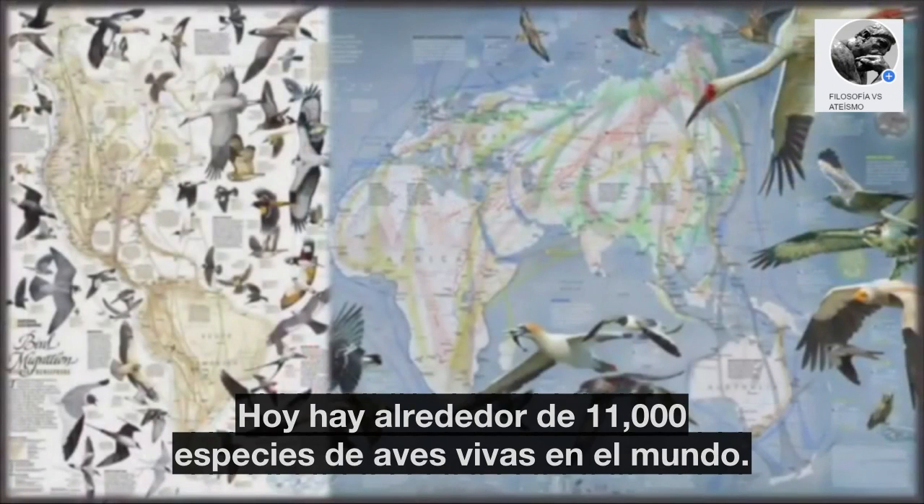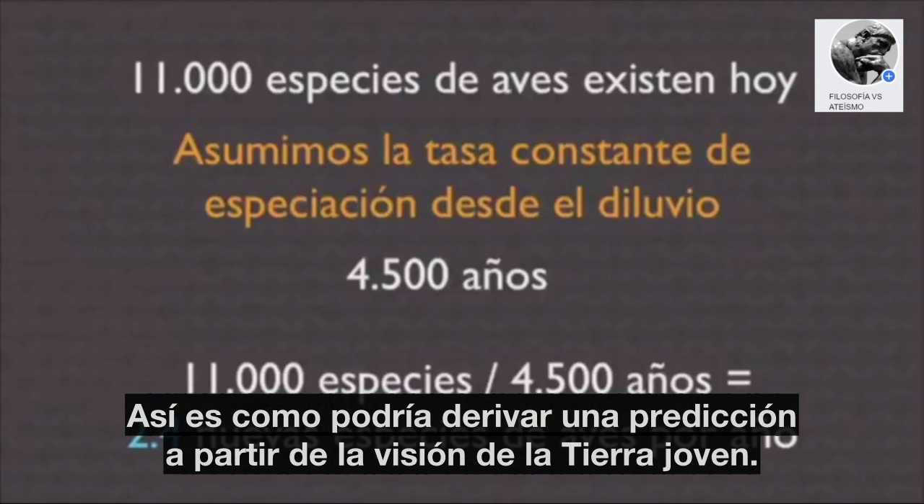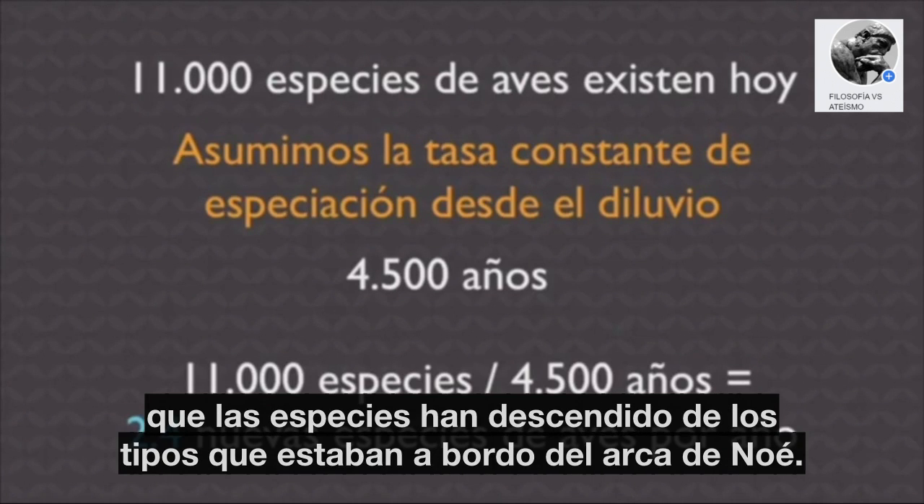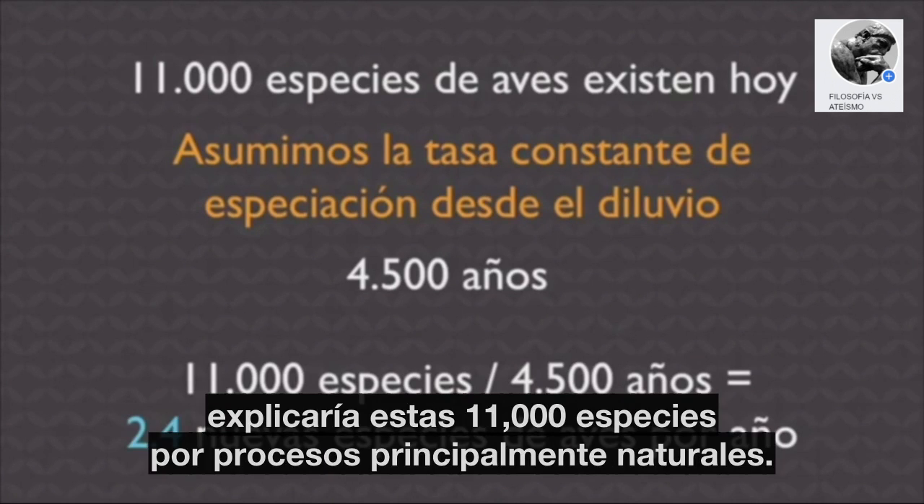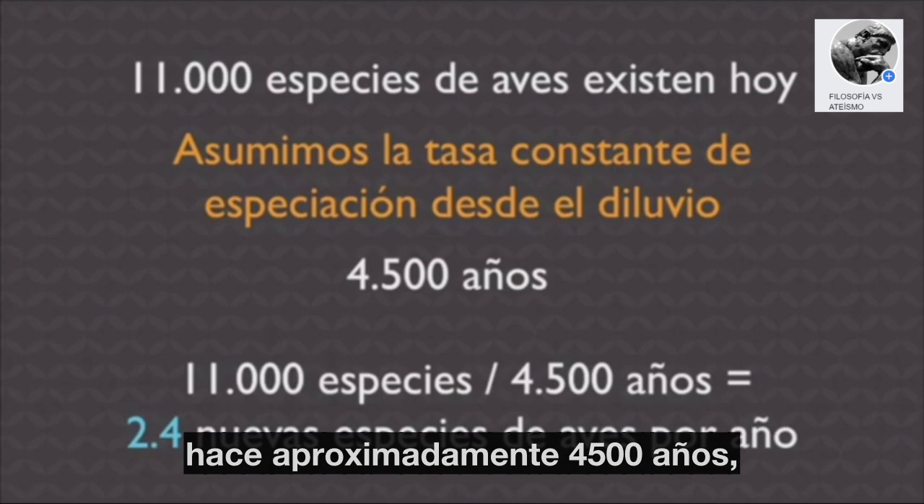There are around 11,000 bird species alive on the globe today. Here's how you could derive a prediction from the young Earth view. As I mentioned earlier, young Earthers believe that species have descended from the kinds, the types that were on board the Ark of Noah. And so young Earth creationists would explain these 11,000 species by primarily natural processes. And I said that the young Earth creationists put the timing of the flood about 4,500 years ago.